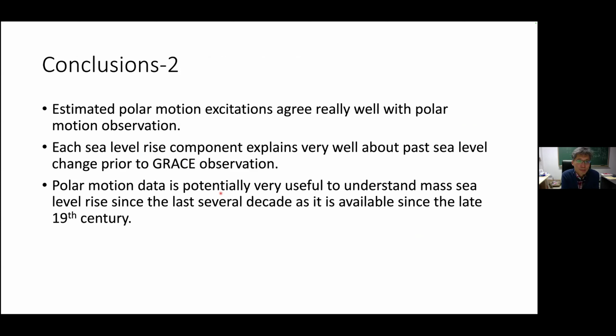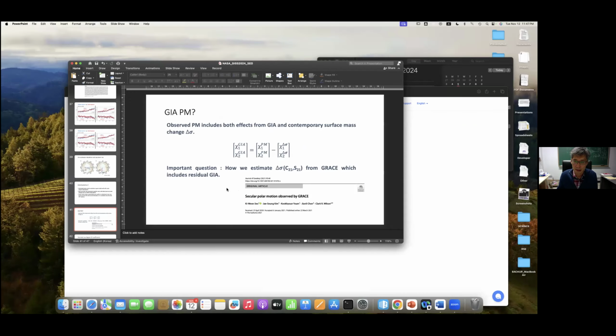Okay, this is conclusion number 2. Estimated polar motion excitation agrees really well with polar motion observation. And each sea level rise component from 6 different sources explains very well the past sea level change prior to GRACE observation, based on this comparison. I think this part is the most important. We have quite long polar motion data since the late 19th century. So maybe if we use this long polar motion data, we may understand past climate change prior to GRACE observation. Okay, I think I'm talking about pretty much what I prepared. Thank you very much.